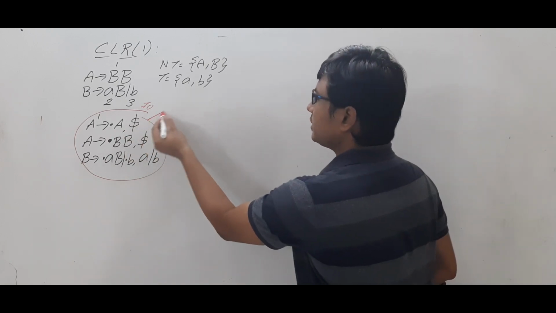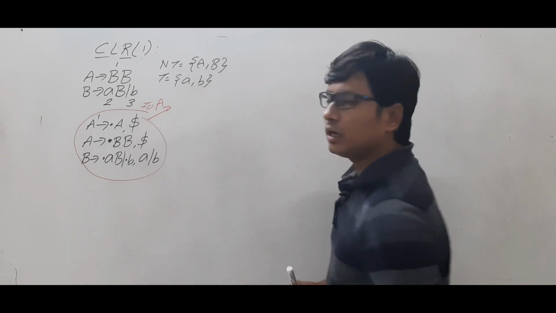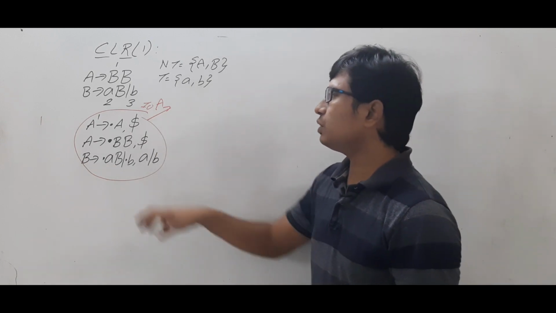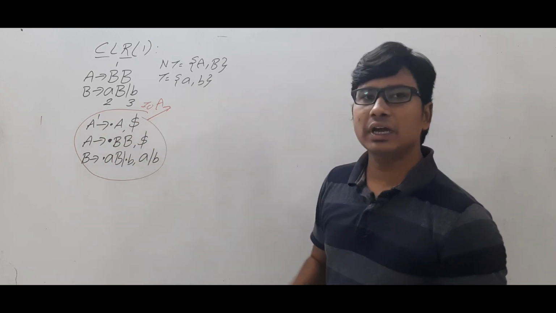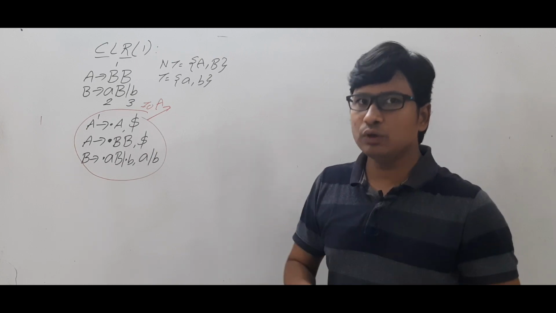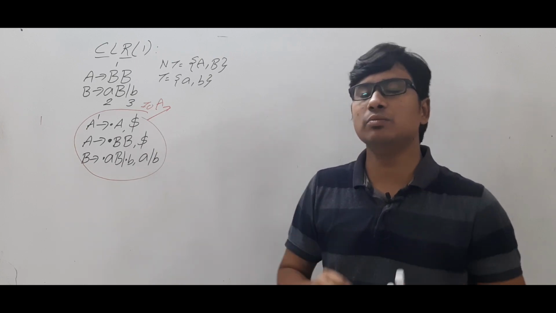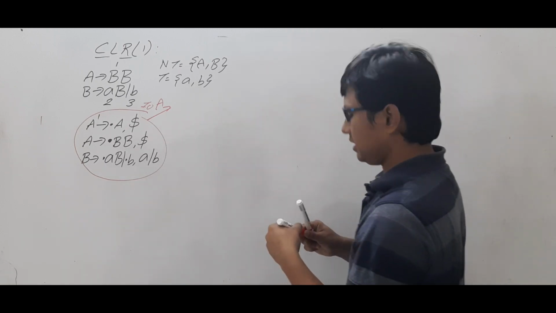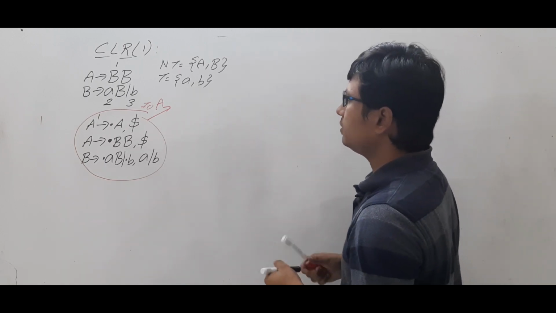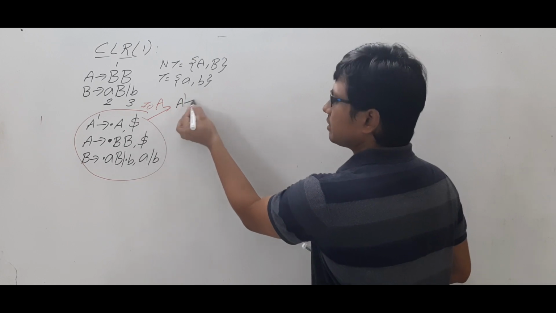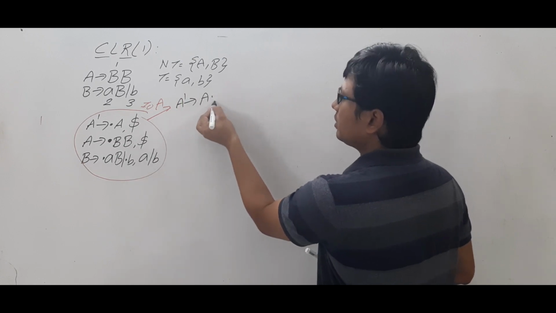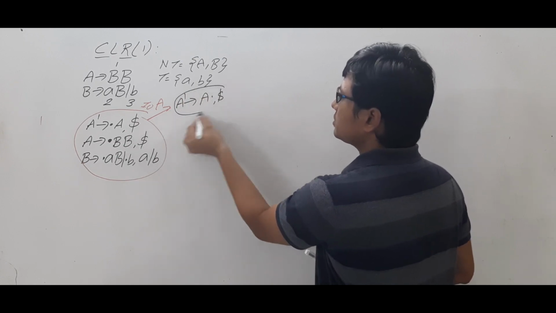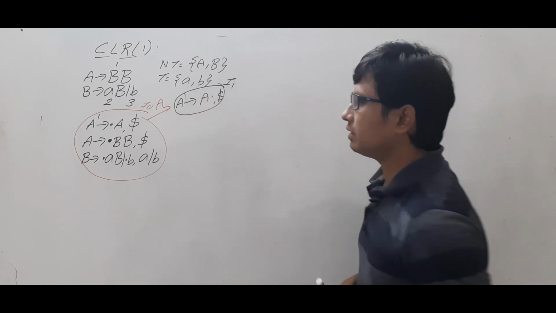Now let me write the go to on A. Now remember one thing, whenever you are writing the go to, the look ahead will not change. Whenever you are computing the closure, that time only the look ahead will change. So it will be A dash determines A dot, dollar. So this is your item number I1.